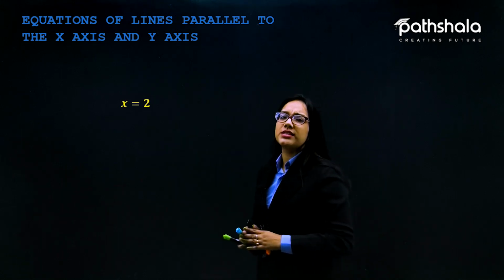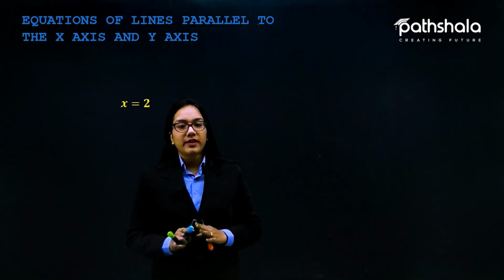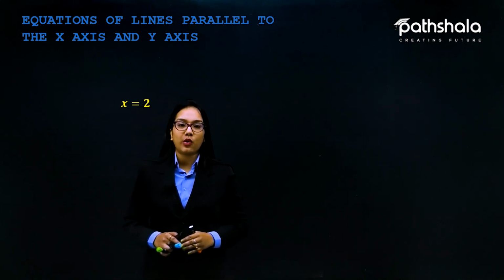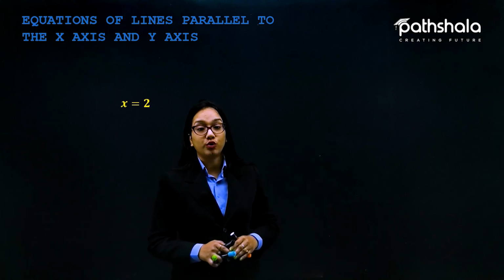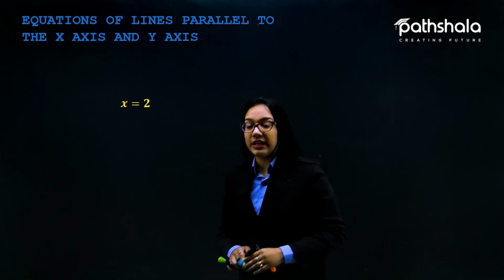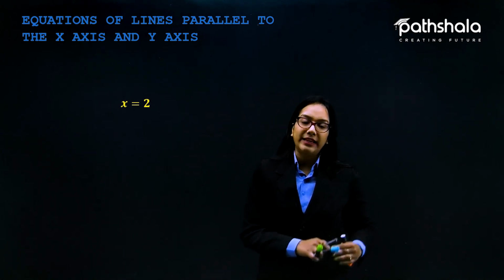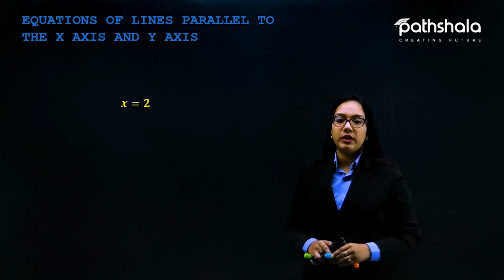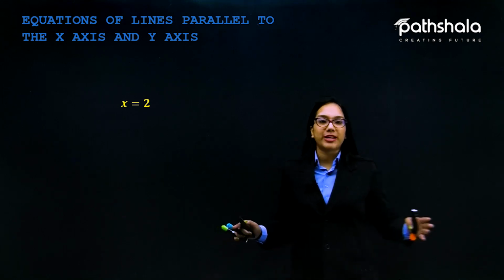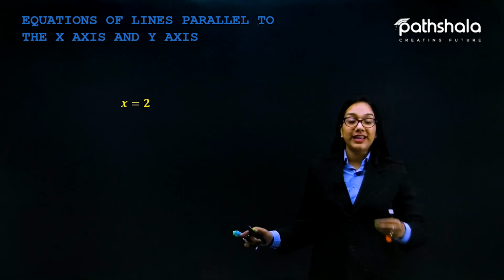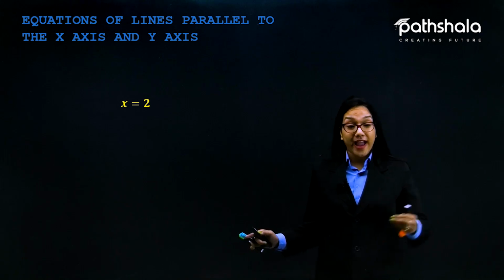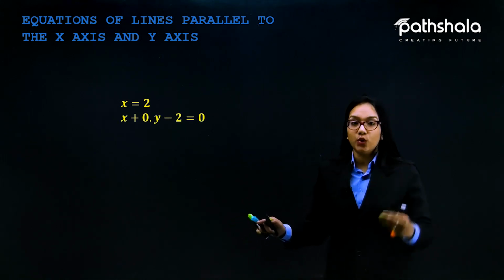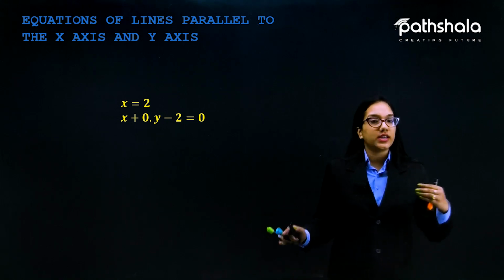Let's talk about x is equal to 2. Let us suppose we have x is equal to 2, and we can also represent it in the form of a linear equation in two variables. How come? Because a linear equation in two variables is represented as ax plus by plus c is equal to 0, and if the y variable is unavailable, then we can write this equation as x plus 0 into y minus 2 is equal to 0.